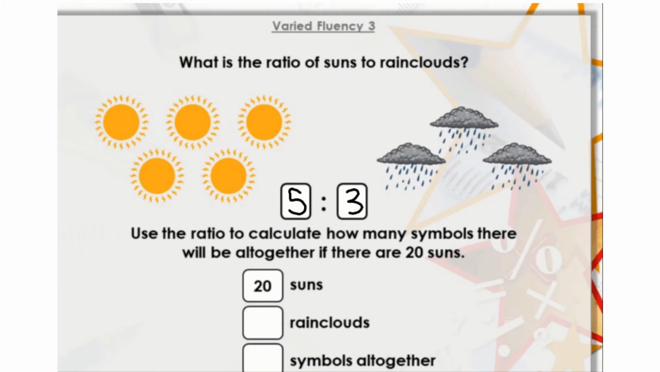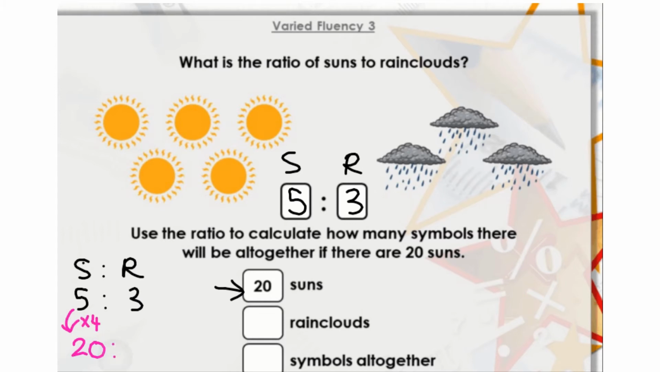So if we've got, this is suns and this is rain clouds, I'm just going to jot this over here, suns to rain clouds, 5 to 3. We want to know how many symbols there will be altogether if there are 20 suns. So to move this to 20, we have multiplied by 4. So we now need to do the same to the other parts. So we're going to multiply that by 4, which gives us 12.